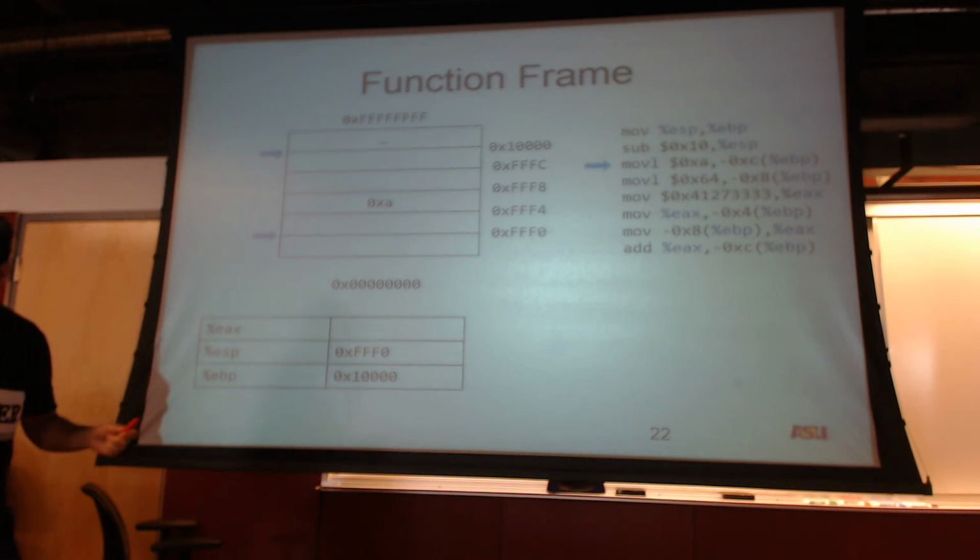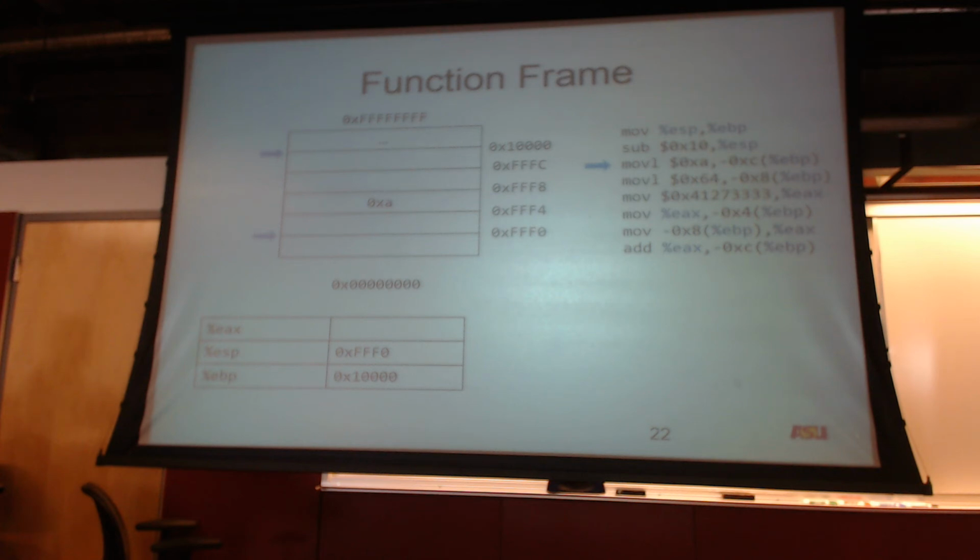we do that. Right? So it does EBP minus C and then puts A. Then we do EBP minus A 8 and put 64 in there. Then we want to put this big number, so we put that big number into EAX, and then move EAX into EBP minus 4. So we put it there.